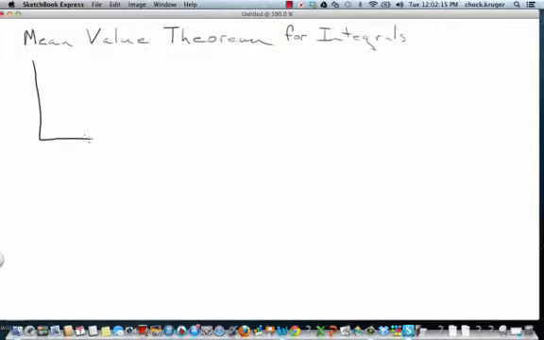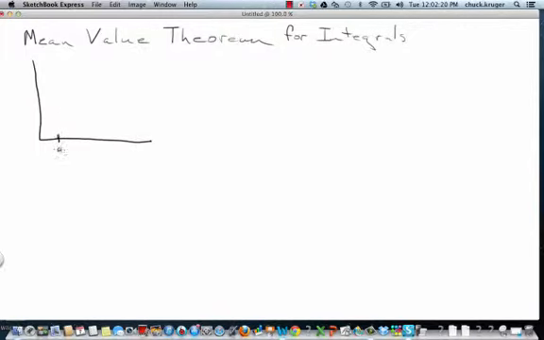Alright, I want to take a look at the mean value theorem and how it relates for integrals. And it's a pretty powerful theorem. And hopefully I'll do a good job explaining it. So I'm going to draw a graph here.